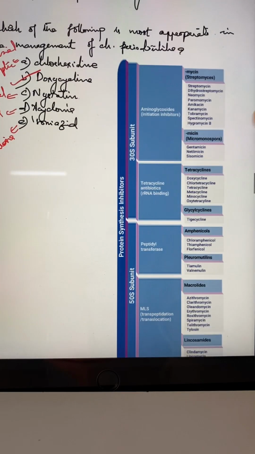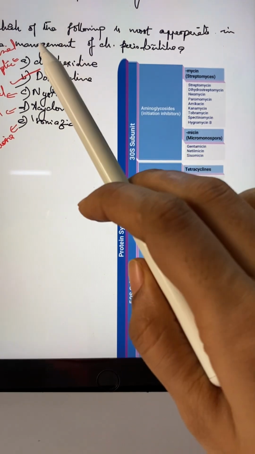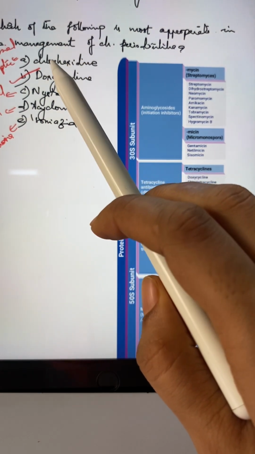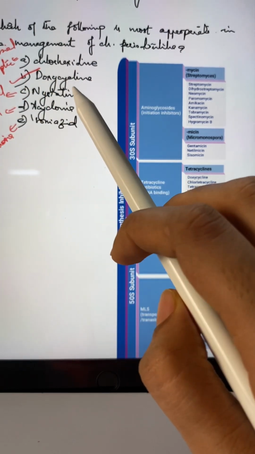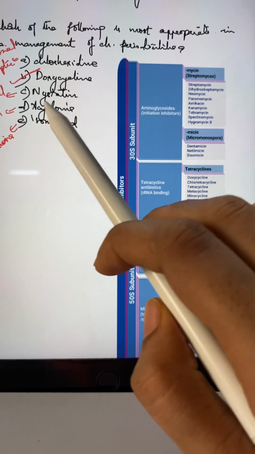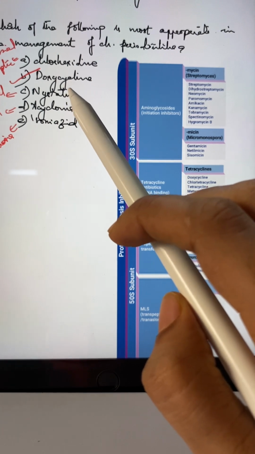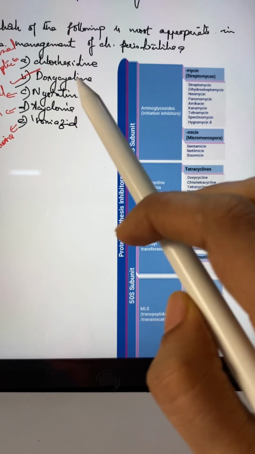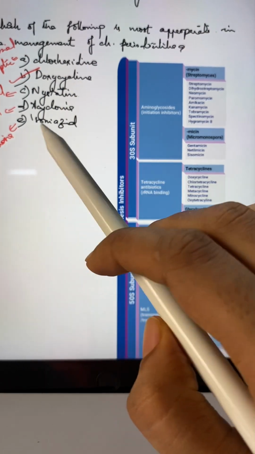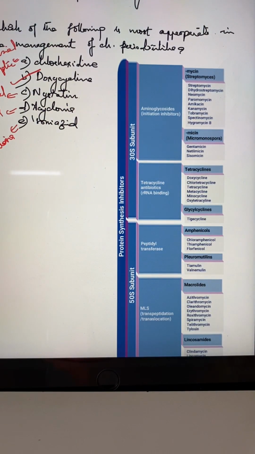And which of the following is most appropriate in the management of chronic periodontitis? The answer is doxycycline. Chlorhexidine is not the answer. It's a topical antiseptic. Nystatin is an antifungal drug we give for candidiasis and other fungal diseases. Acyclovir is antiviral. We give that for viral diseases like HSV and primary herpetic gingivostomatitis. And this other one is an anti-tuberculosis drug. So doxycycline is the answer.